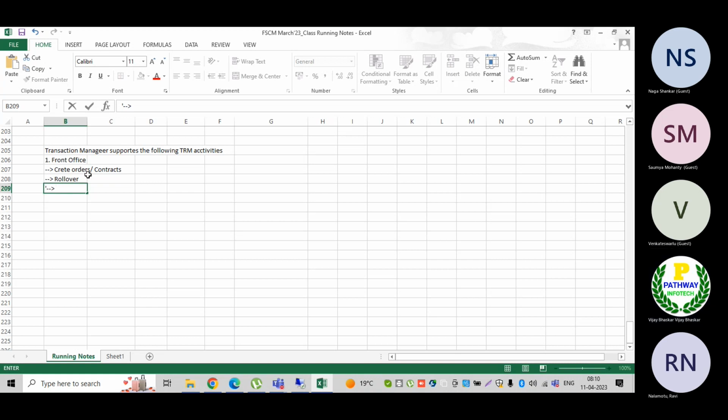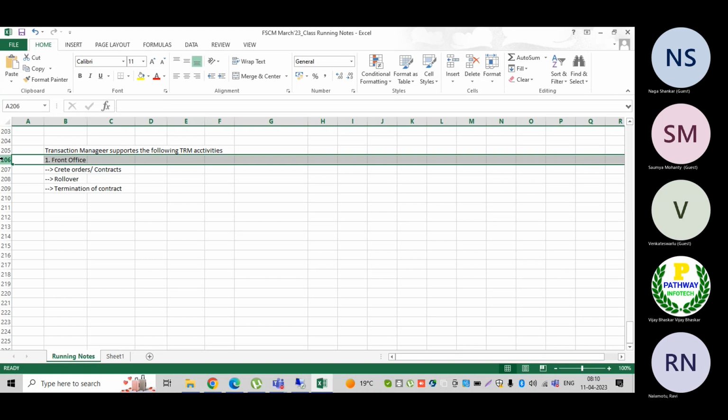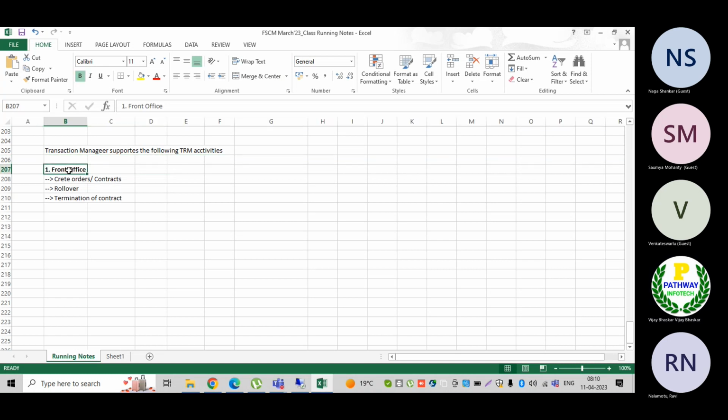Then it's a termination of the contract, then exercising rights. Termination of the contract: in between, if you feel you want to terminate that contract, you can do that. Those are the front office activities. I'm just giving examples here. Tomorrow I will show you one more PPT, which will have some more features.